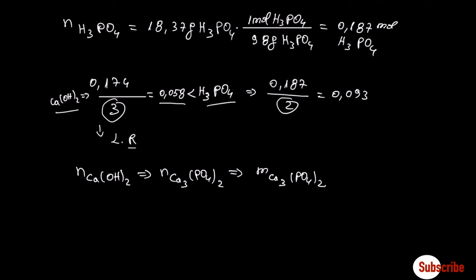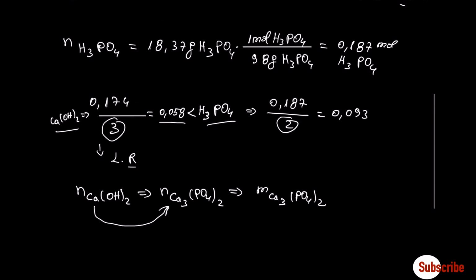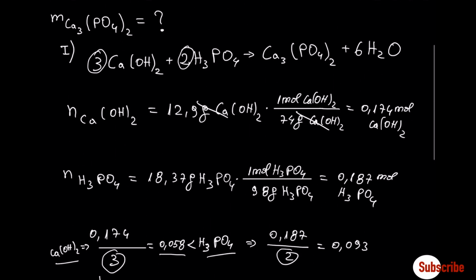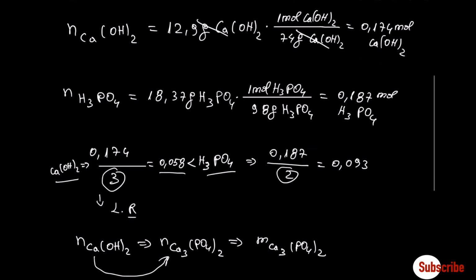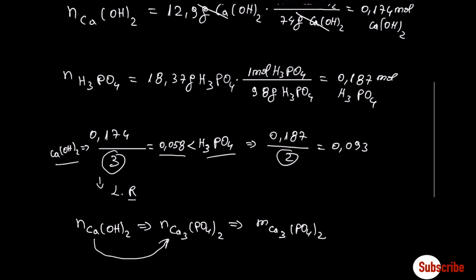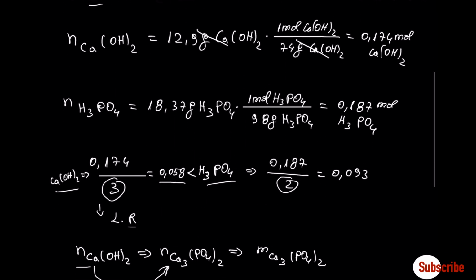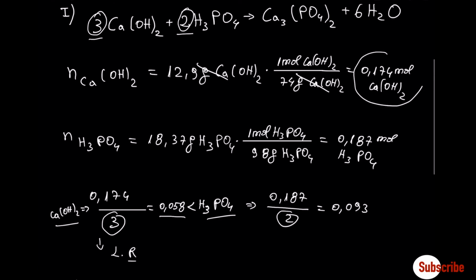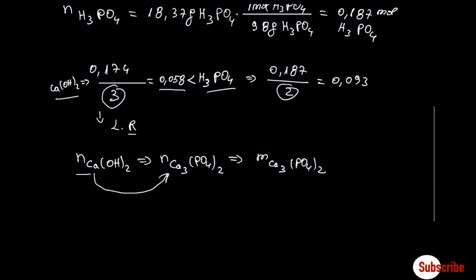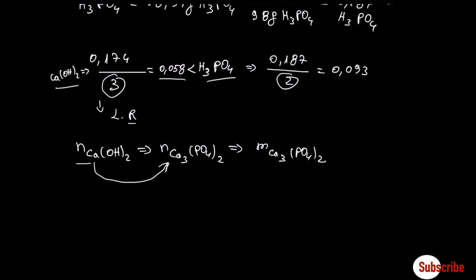This is a scheme to use the conversion factors. Keep in mind that this step here is the stoichiometrical step, I mean, the step where we have to play with the balanced equation. And I started from the number of moles because we already found the number of moles for the calcium hydroxide that we have here. So let's find the mass that we are going to produce by this limiting reactant.